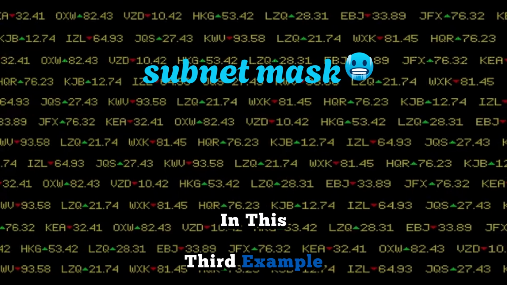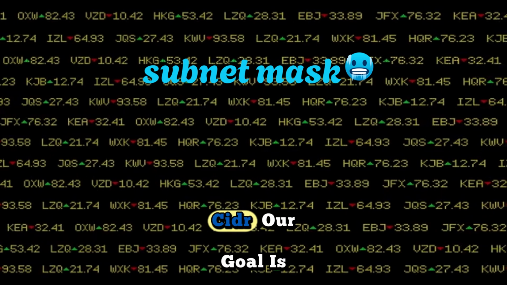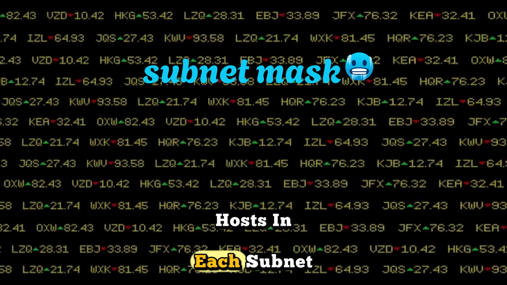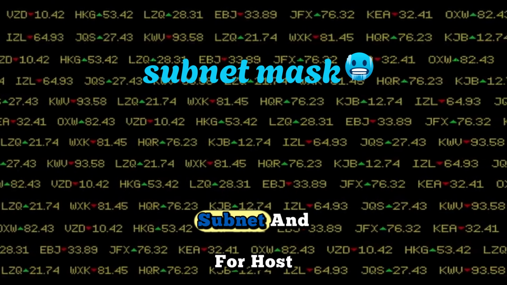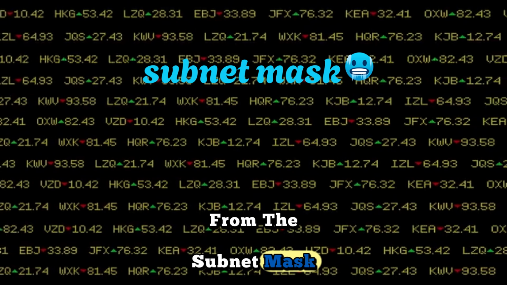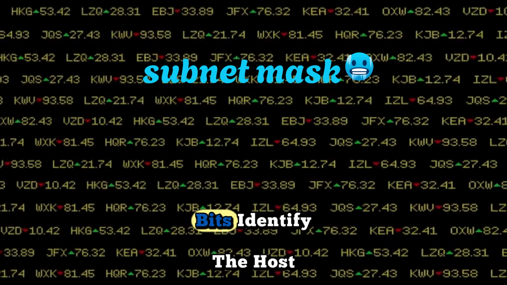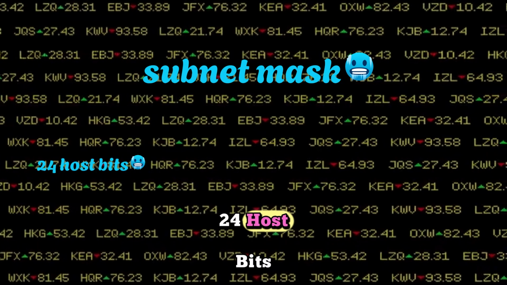In this third example, we have 255.0.0.0 or 8 in CIDR. Our goal is to find the number of subnets and the number of hosts in each subnet. The first step is to identify the number of bits used for subnet and for host. From the subnet mask, we know that the first 8 bits identify the network and the last 24 bits identify the host. Therefore, we have 8 subnet bits and 24 host bits.